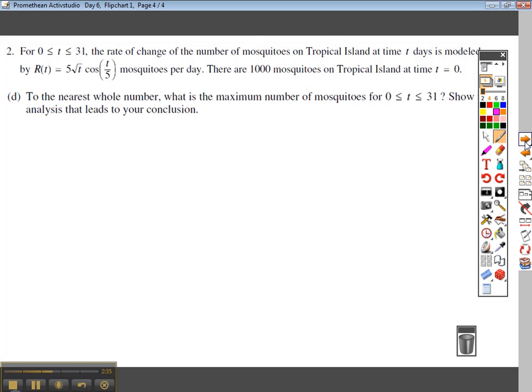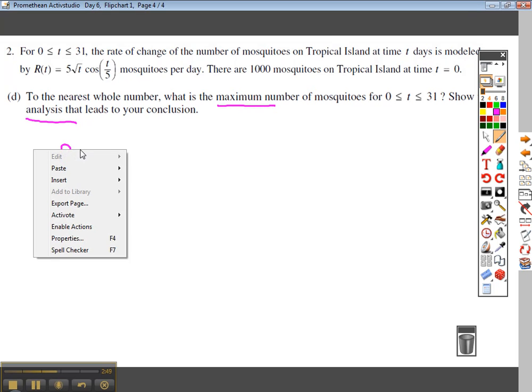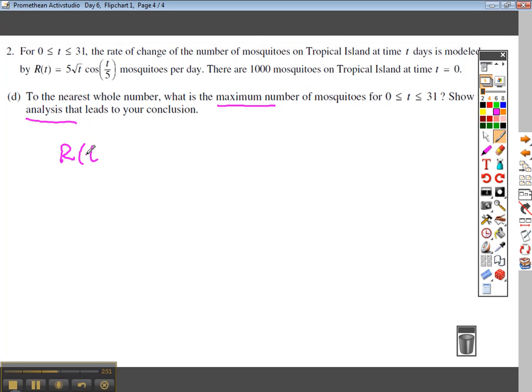Next part says, to the nearest whole number, what is the maximum number of mosquitoes from t equals 0 to 31? Show the analysis. This is going to be the hard part, the analysis. See the word maximum, so I have to think derivative, but keep in mind this is already a derivative. So we're just going to set r of t equal to 0, and that's going to give us our critical numbers. The best way to do this is probably to graph it on the calculator, figure out where the graph hits 0, and use the zero function on the calculator.